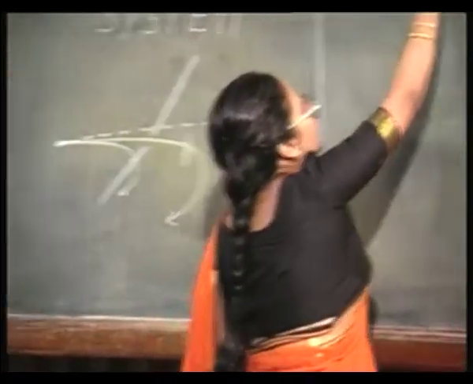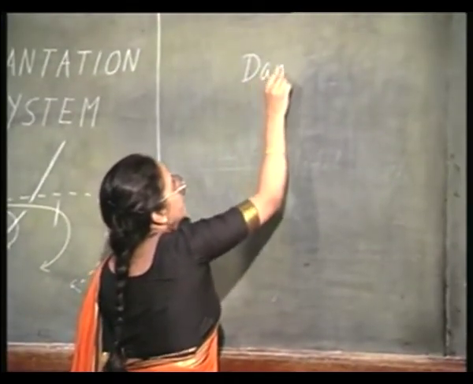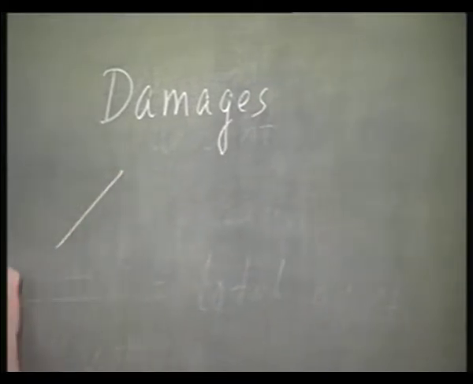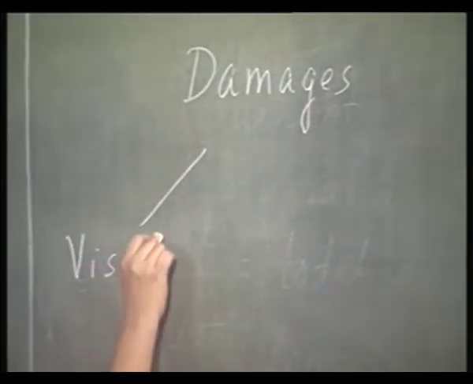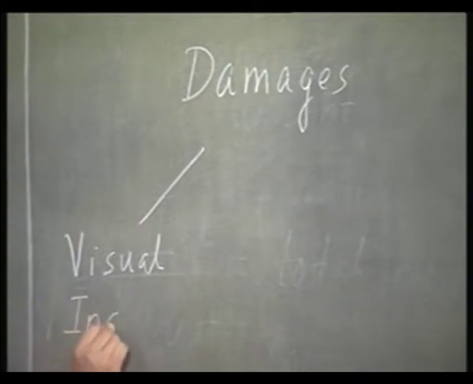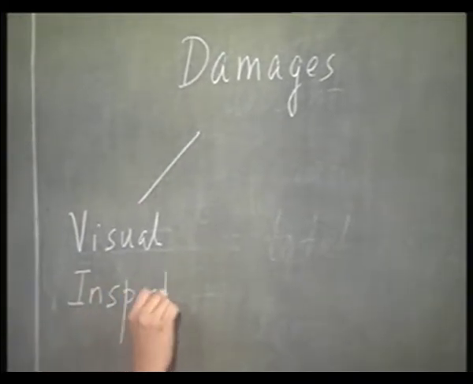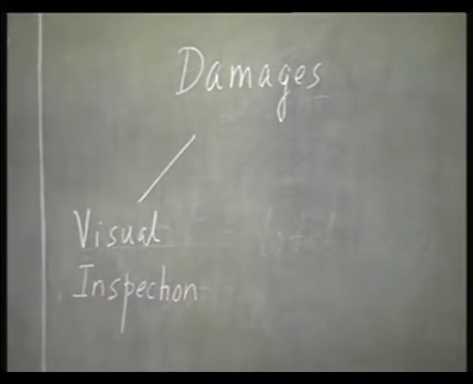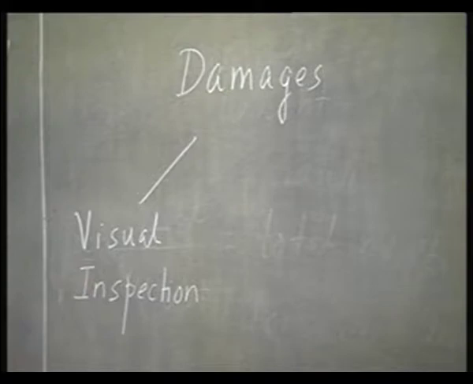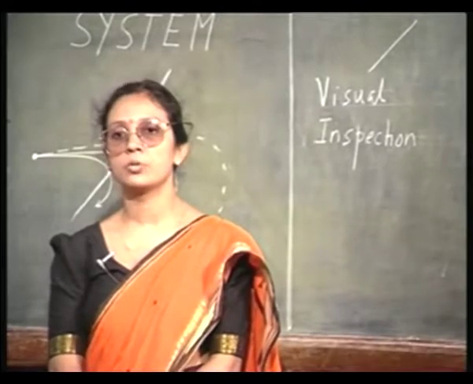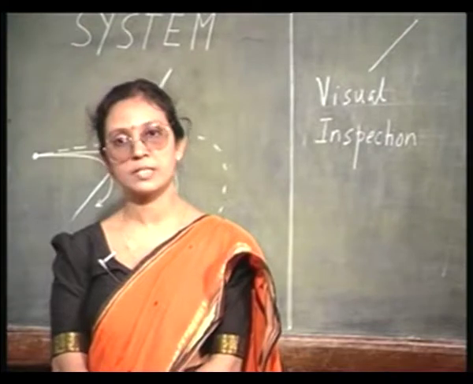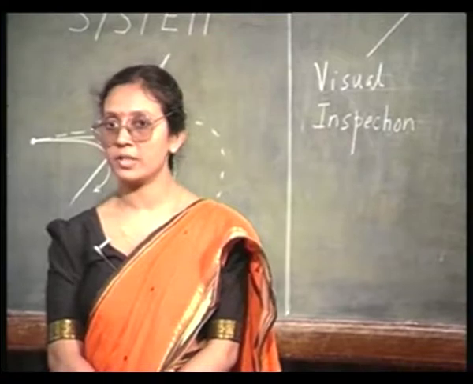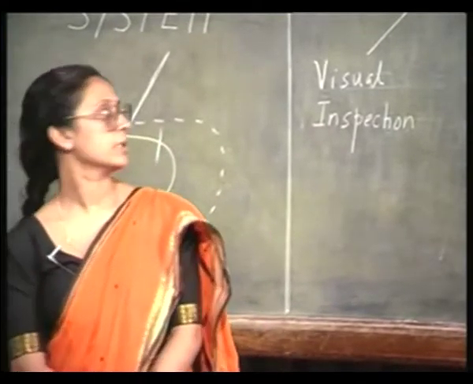So, damages can be inspected first visually. This is of course a very crude way of looking at things. Immediately after implantation you will find that the surface has become cloudy or milky. So, you know that the surface is damaged, that is all. You cannot estimate any better than that, it is a very crude way of looking at it.